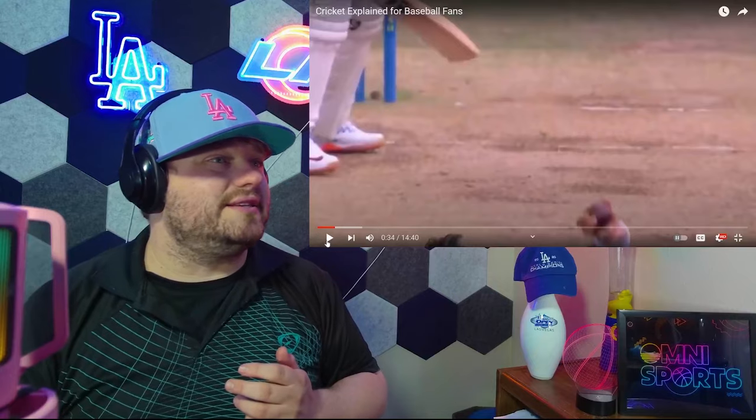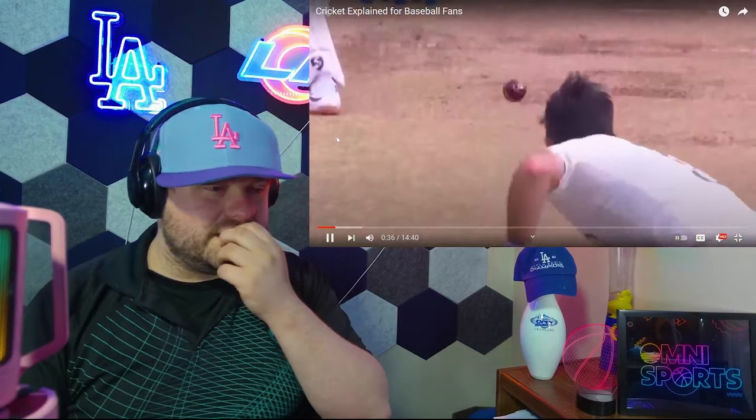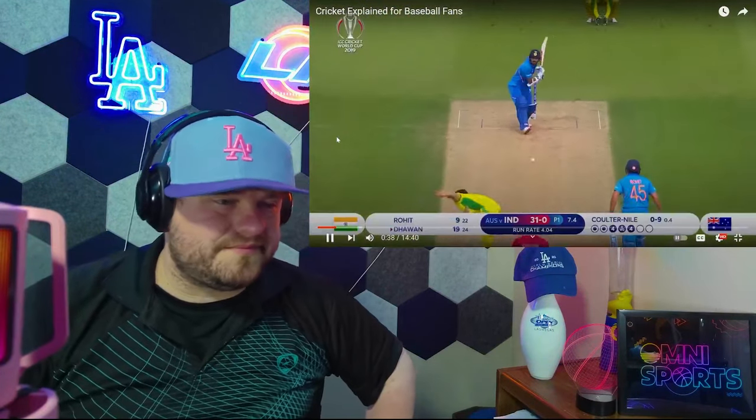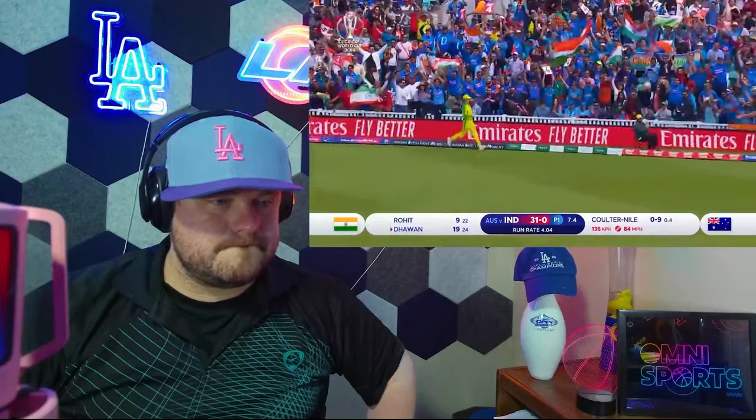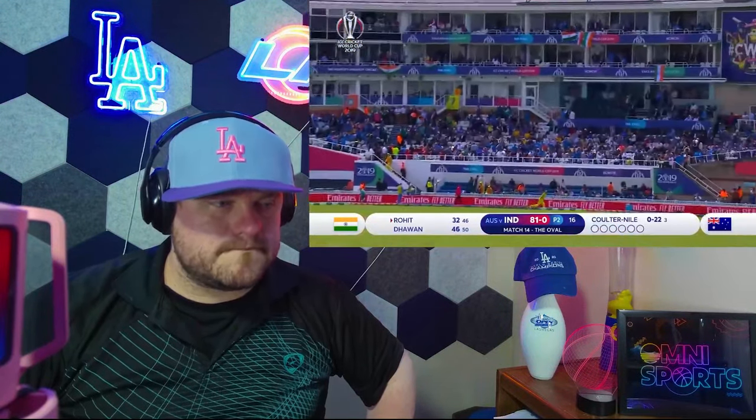Anyways, let's continue. Pitchers are allowed to bounce the ball. If you can picture this game in your mind, you are 75% of the way to understanding cricket. The rest of it is details.